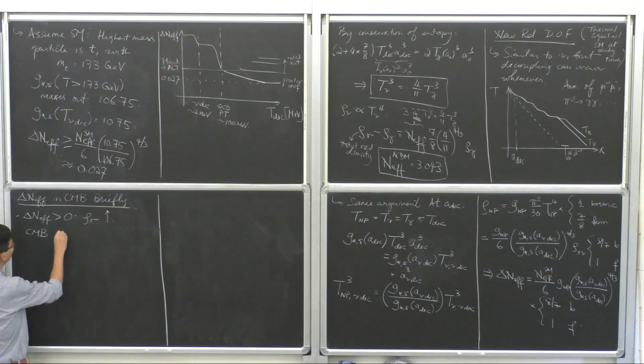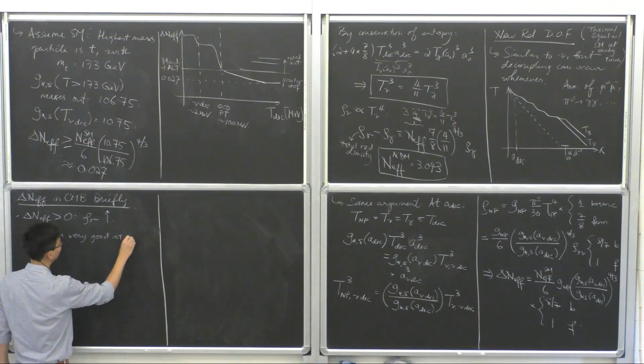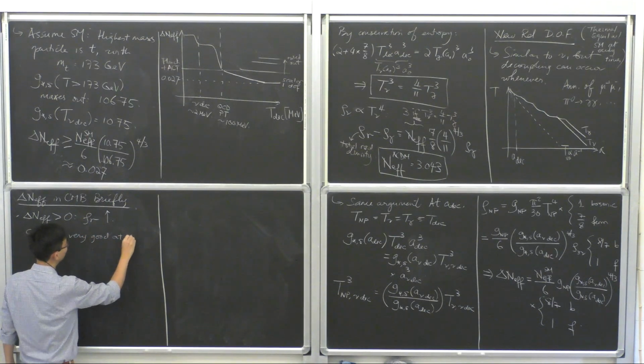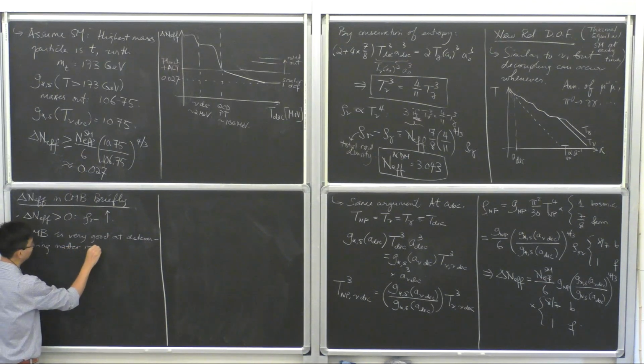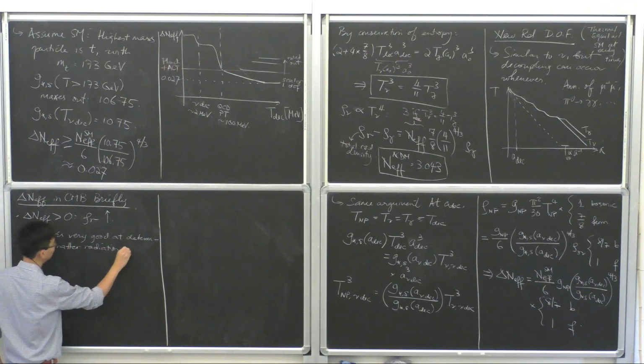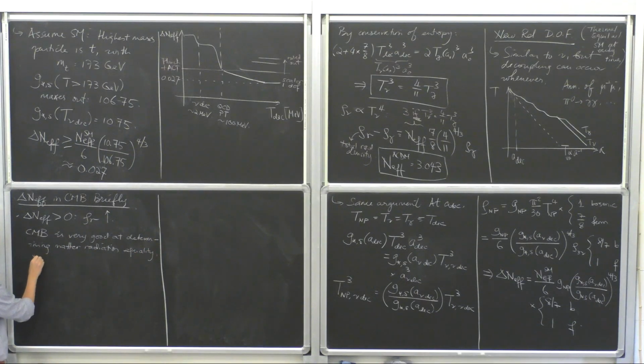And so the CMB is very good at determining matter radiation equality. And so the matter density has to go up, okay, to compensate for this. When you do your fits, if you add an N effective, then this also tends to drive the matter density up.